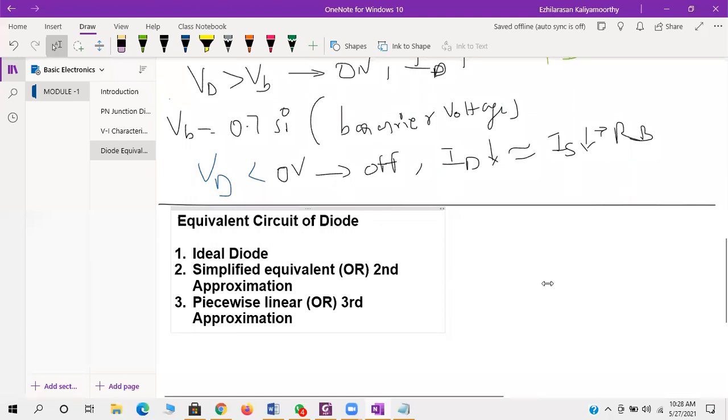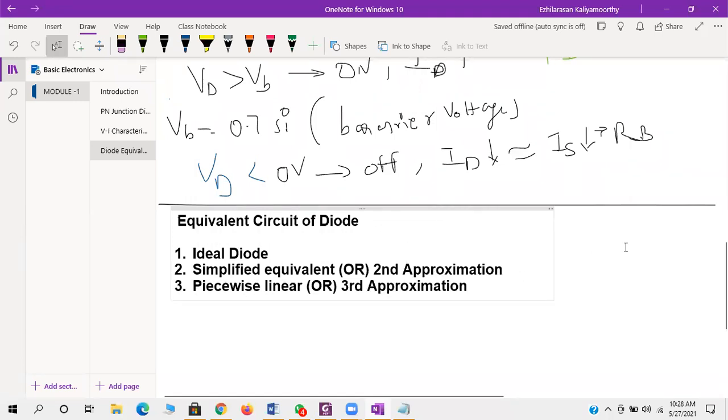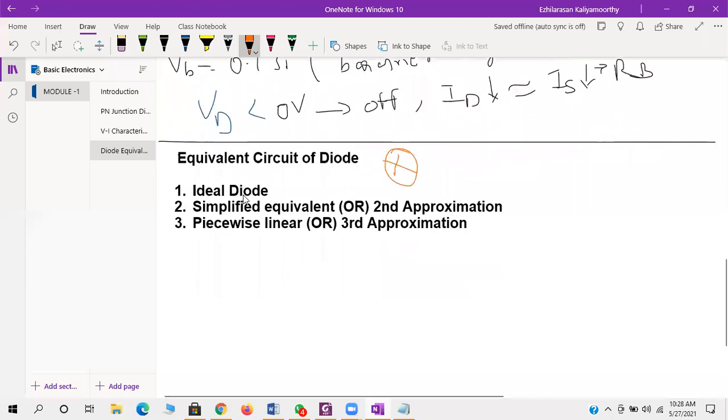You need to remember, this is one of the very important questions in the examination. Even the first practical, which I said, the PN junction diode, that also is important. The equivalent circuit of the diode is important.